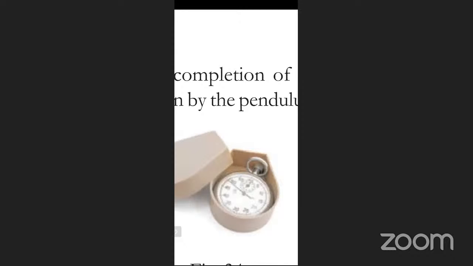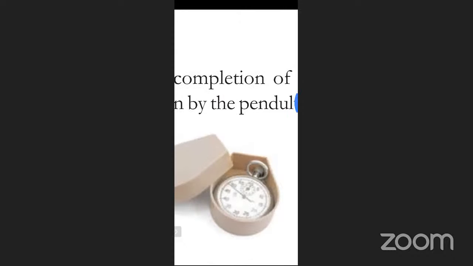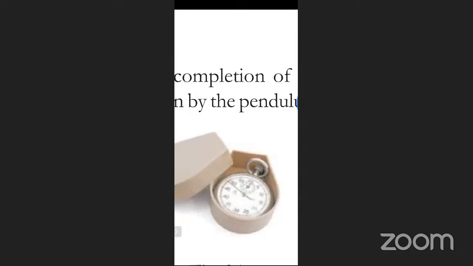1 week is equal to 7 days. 1 week is equal to how many days? 7 days. And what is meant by fortnight? 1 fortnight is equal to how many days? 1 fortnight means what, children? Everybody should know. A fortnight is a unit of measurement. A fortnight is equal to 14 days. That means it is equal to 2 weeks.